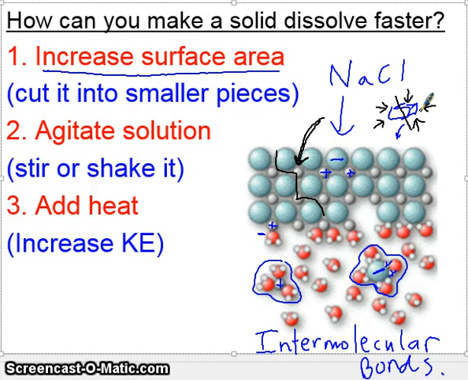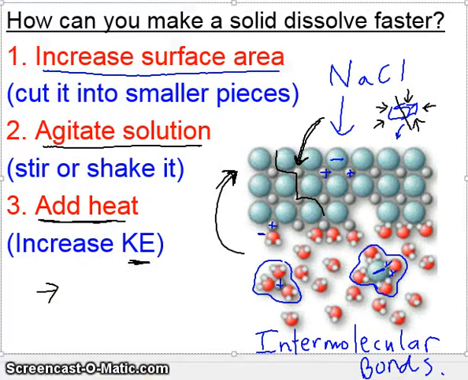The other thing you can do is agitate the solution, which means just stirring it or shaking it. This moves the water molecules around faster. You're helping to move the molecules around, and they dissolve it faster. You can also add heat, which means you're increasing the kinetic energy, the energy of motion. Molecules move faster. And if they move faster, then they can find the particles faster and dissolve them faster, which makes sense.